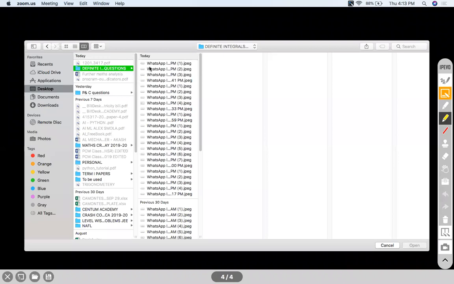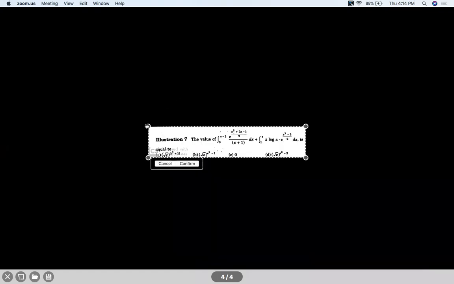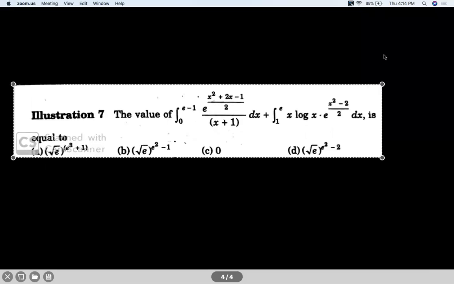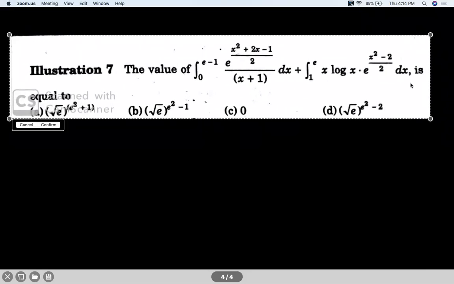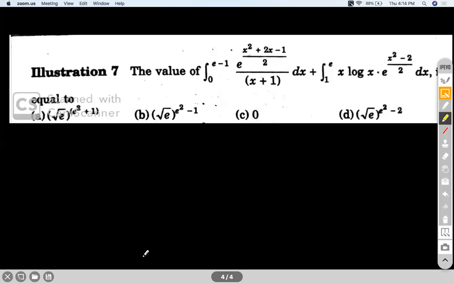Okay. Let's take another question. Hope you can read the question properly. Find the value of the integral from 0 to 1 of e to the power x square plus 2x minus 1 by 2 by x plus 1, plus the integral from 1 to e of x ln x, e to the power x square minus 2 by 2.